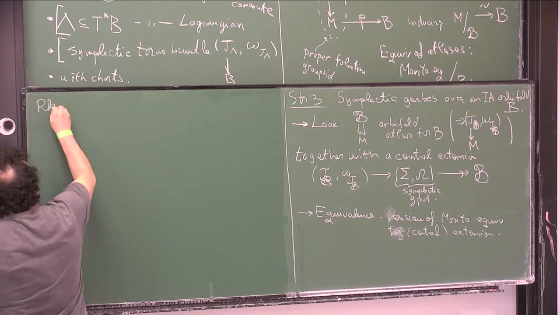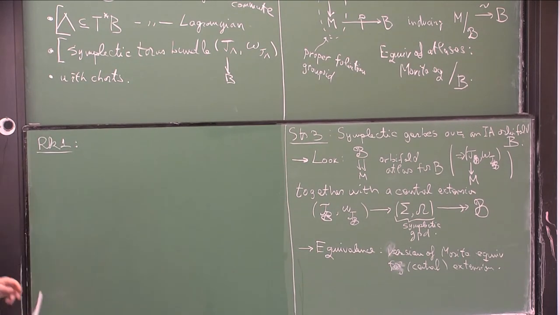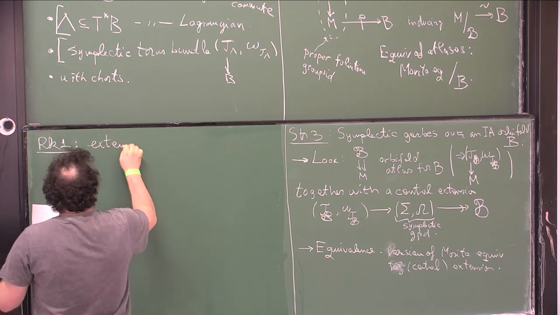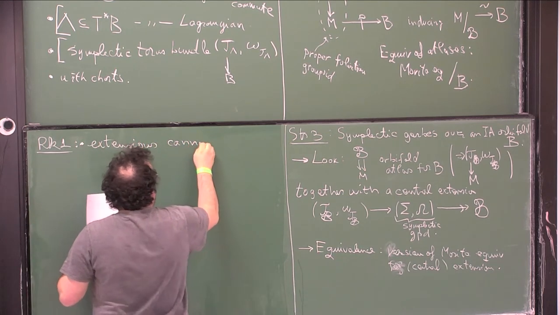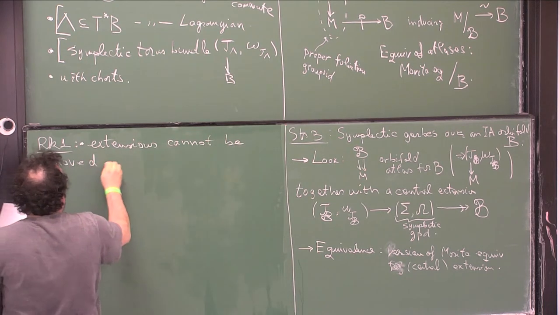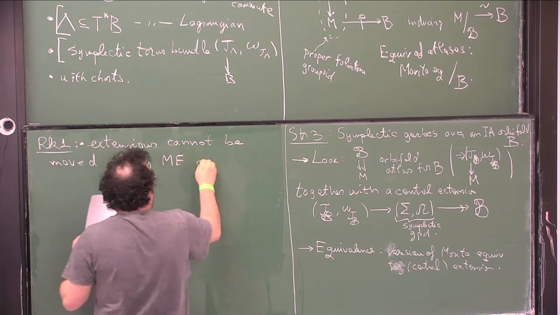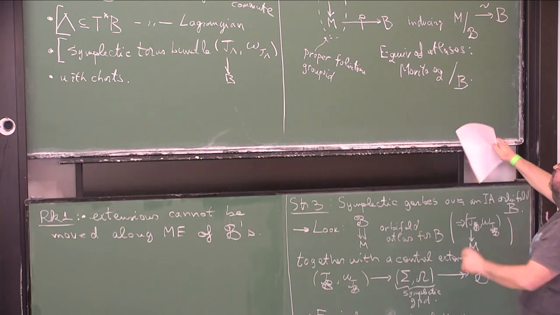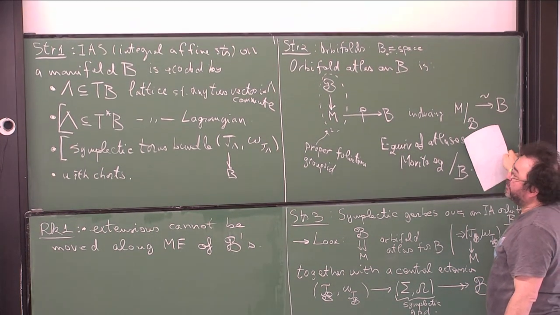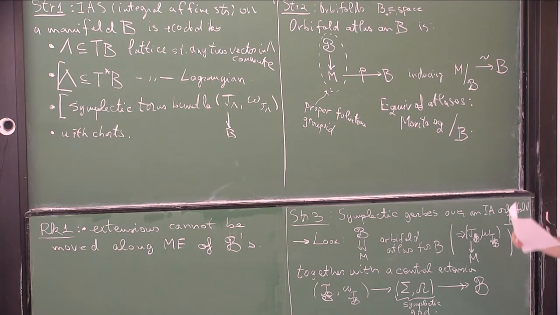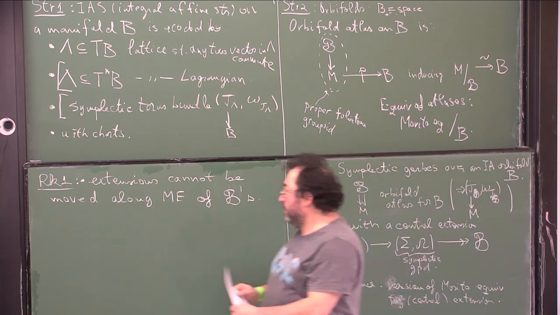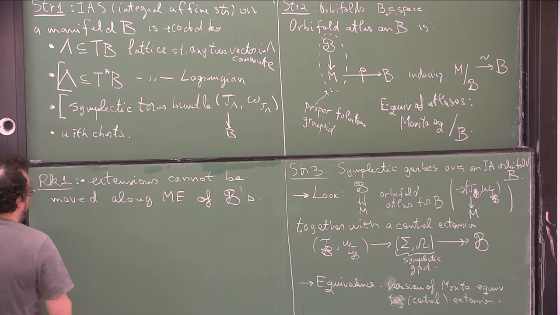The first remark is good to have in mind, and that's already for classical S1 gerbes. The story is a bit more intricate, even for the usual S1 gerbes: extensions cannot be moved along Morita equivalence of B's. In other words, for integral affine structures on an orbifold, which I raised, this lattice or the torus bundle, I see it in any chart. For gerbes, not. It's a chart with an extension, but if I change the chart, I may not have an extension. So that's what it's good to have in mind.